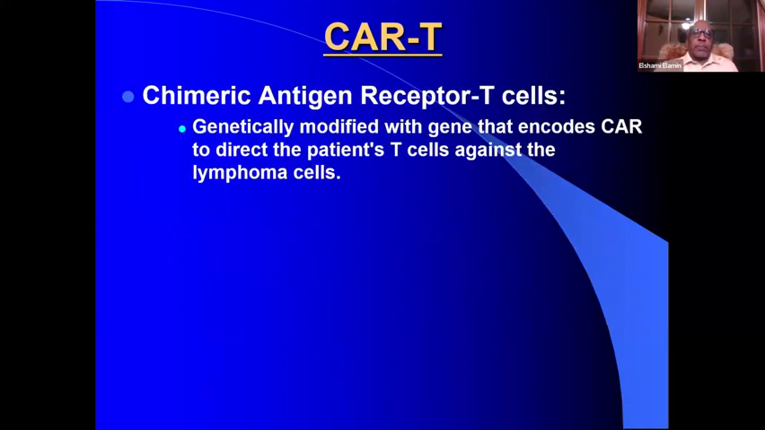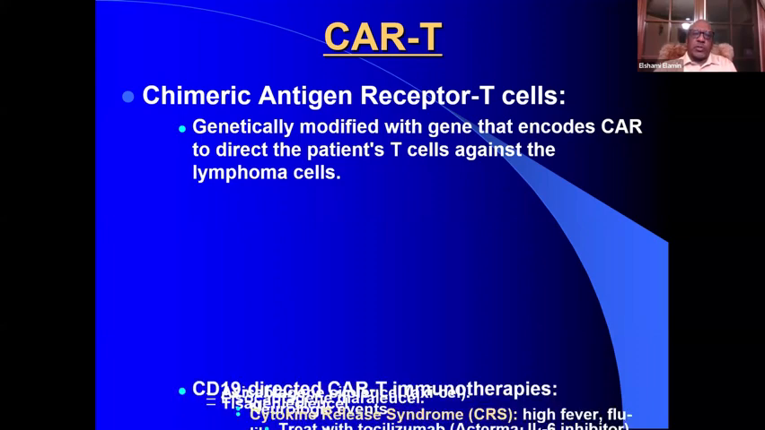CAR T, what is CAR T? It is chimeric antigen receptor T cells. Basically, it is genetically modified with a gene that encodes the CAR to direct the patient's T cell against the lymphoma cell. Basically, it's almost like manufacturing a cell. Of course, not making it from scratch, but basically building a new cell, which we call a CAR, that carries an antibody to destroy the lymphoma cells. That's a CAR T.